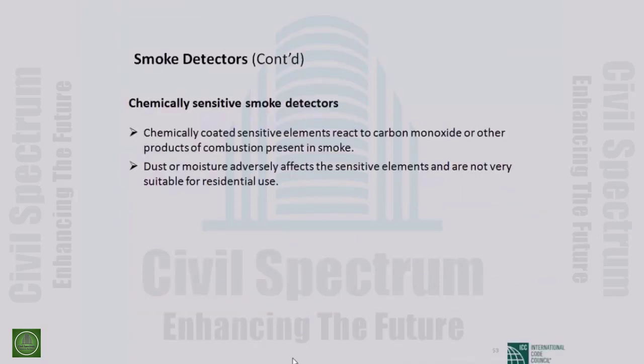Then there is the chemically sensitive detector. If I would like to detect carbon monoxide or carbon dioxide, particularly in a garage or in underground floors where there is accumulation of carbon monoxide or other combustion products, then you need chemically sensitive detection. These detectors are chemically sensitive, so they can detect these gases.